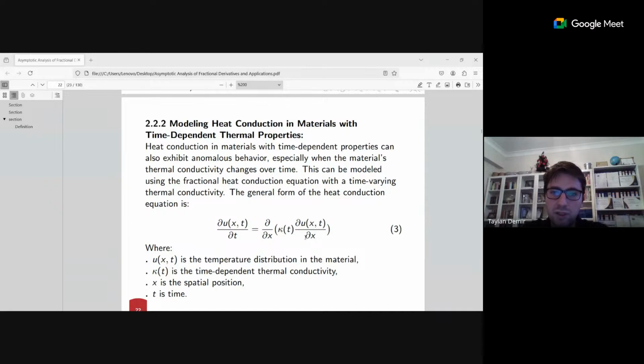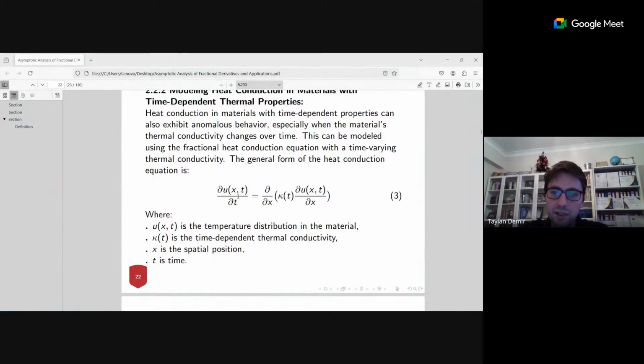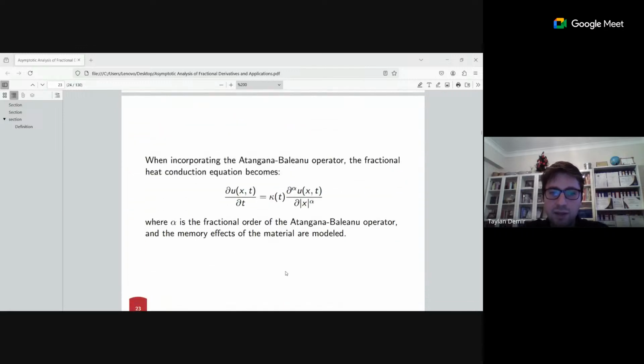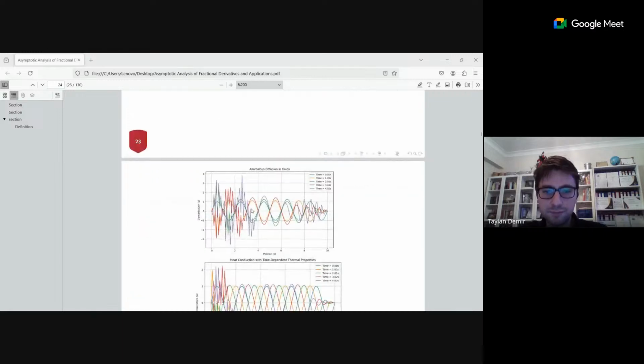This model is about modeling heat conduction in materials with time-dependent thermal properties. And similarly, according to this third equation, U is the temperature distribution in the material, and kappa is the time-dependent thermal conductivity. X is the spatial position, t is the time. And when incorporating the Atangana-Baleanu operator, the fractional heat conduction equation becomes this, where alpha is the fractional order of the Atangana-Baleanu operator and the memory effects of the material are modeled.